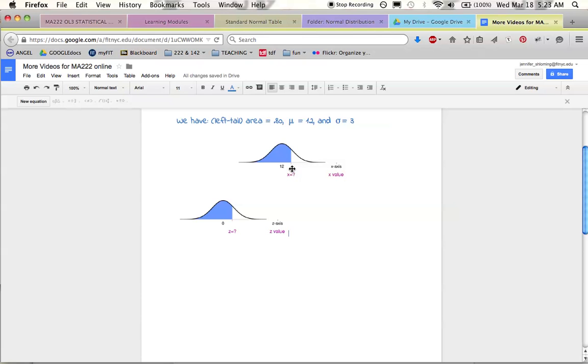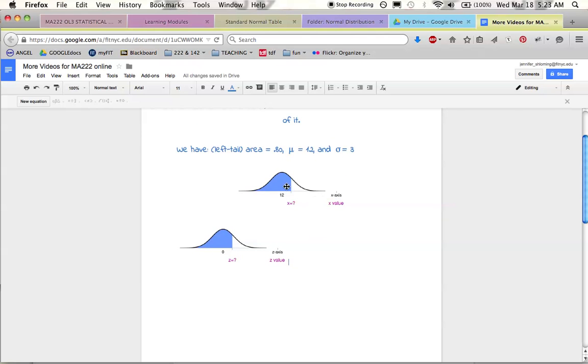We just know it's going to be above 12. Probably not going to be over 15, because that's already 1 standard deviation above. So let's see, we have our chart.